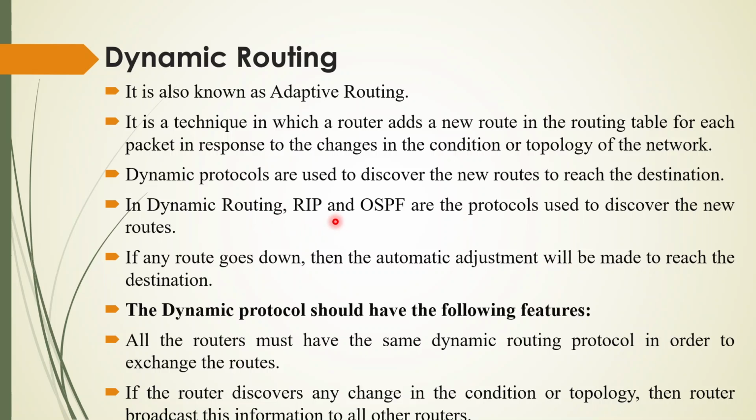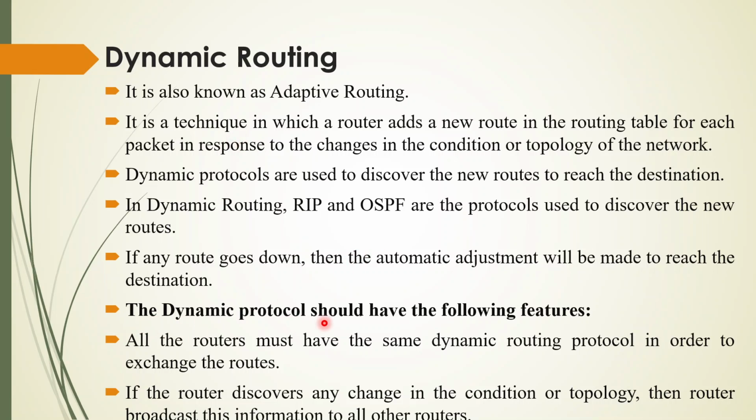In dynamic routing, RIP and OSPF are the protocols used to discover the new routes. I will explain the RIP and OSPF protocols in the next lecture. If any route goes down, then an automatic adjustment will be made to reach the destination. Suppose the router selects some route and it goes down, then automatically it will adjust to send the packet to the destination. So this is dynamic routing.